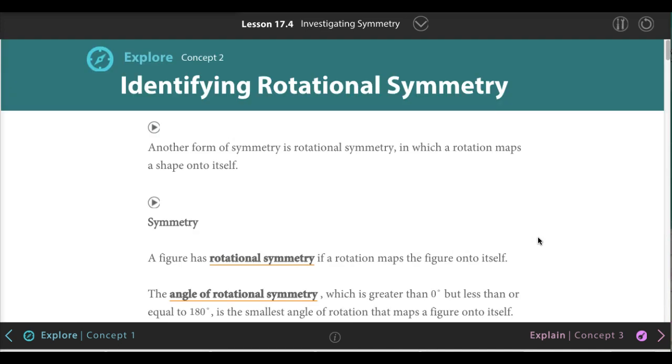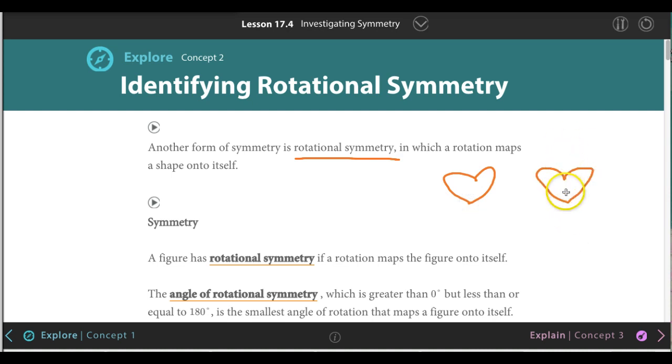So we were just talking about the line of symmetry. Sometimes we have rotational symmetry, okay? The word is right here, rotational symmetry, which means we have a shape like the heart. Again, I need to first learn to draw the heart so that it overlaps itself. So we were talking about the line of symmetry, but we can also have a rotational symmetry.